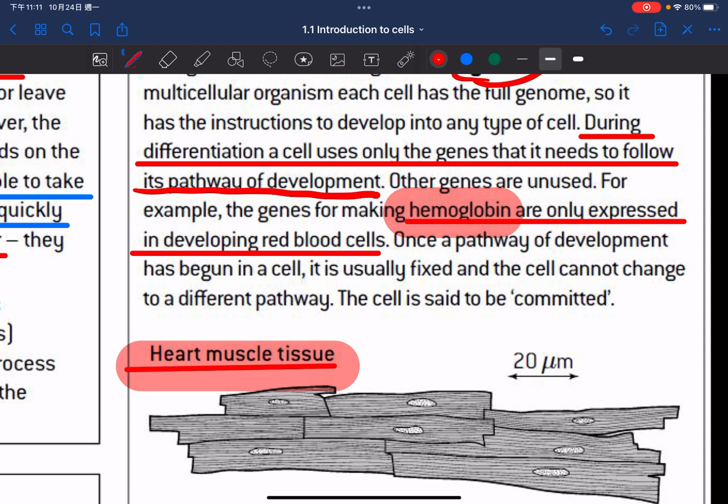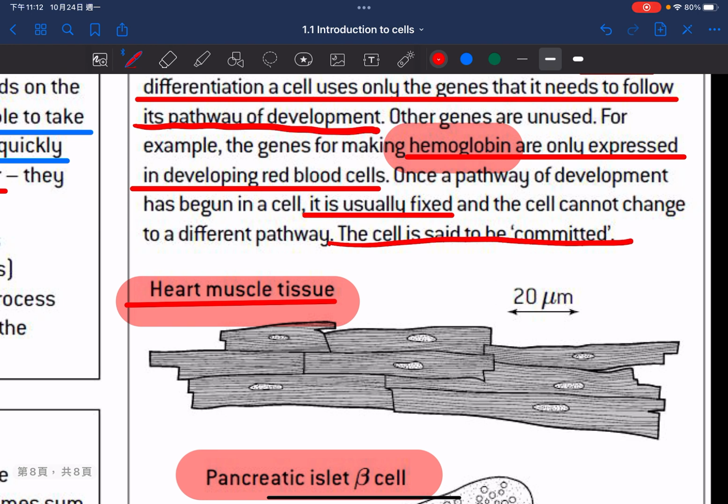Once a pathway of development has begun in a cell, it's usually fixed, and the cell cannot change to a different pathway. Just like your skin cell cannot change to another kind of cell. Can your skin cell produce insulin? No. Can your skin cell detect any stimulus from the environment? No. So that's the meaning of it's usually fixed. Okay, the cell is said to be committed.